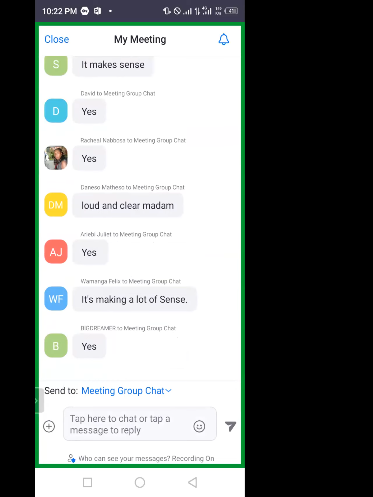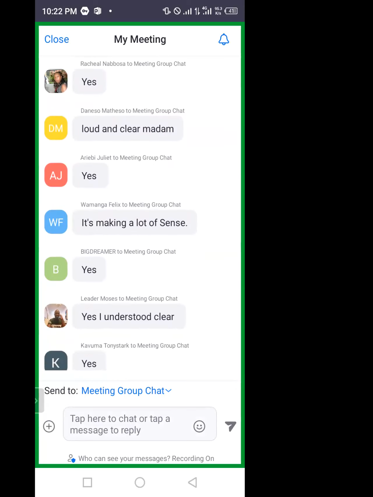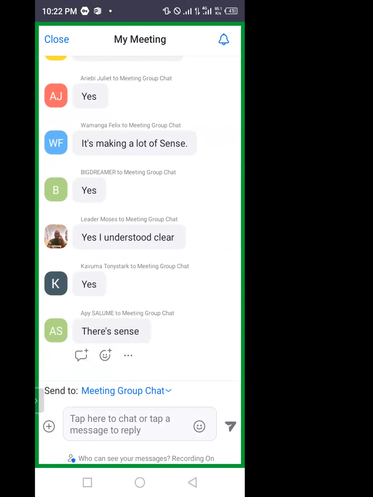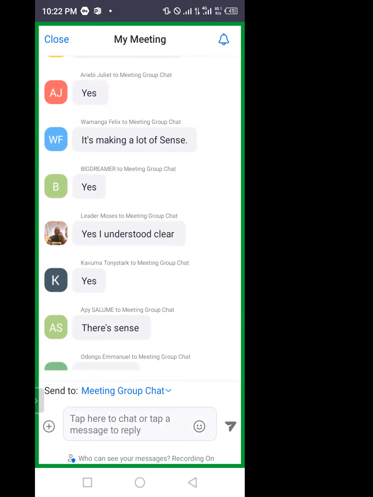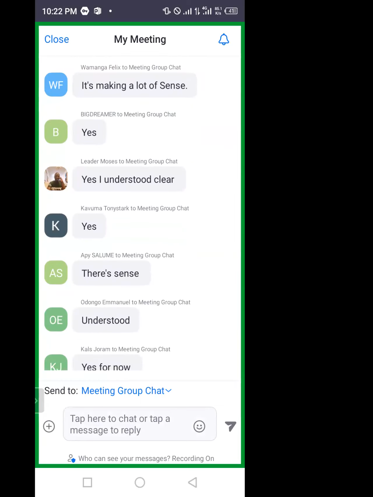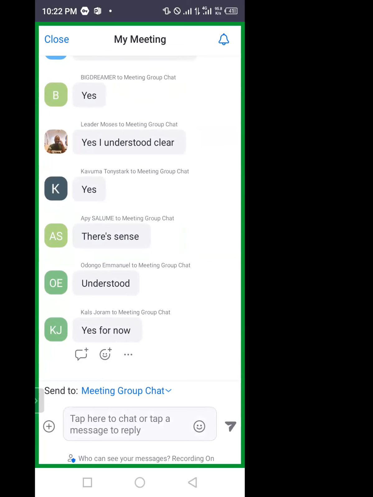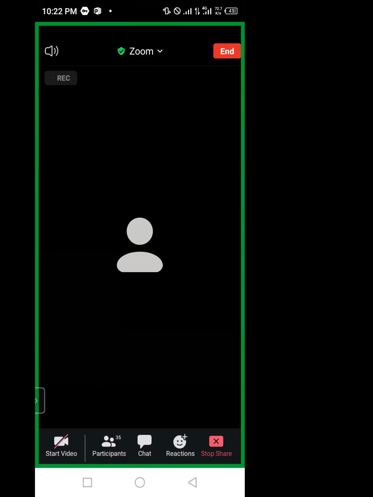Yes, Rachel says yes. Danessa says loud and clear. Juliet says yes. Wamanga says it is making a lot of sense. Big Dreamer says yes, understood. Carl's Joram, yes, for you, for now. Good. We have understood that one.